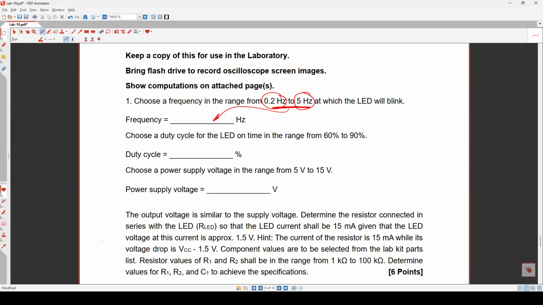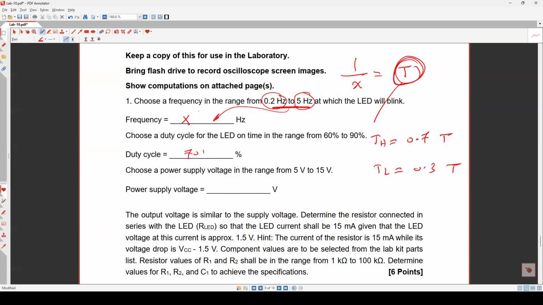Once you have this frequency, for example, here I selected X hertz, which should be between 0.2 and 5, 1 over X should give you the period. Now, you need to select a duty cycle between 60 and 90%. For example, I'm gonna select 70%, just any number. This is the whole period. That means T high has to be 0.7 times T, and T low should be 0.3 times T.